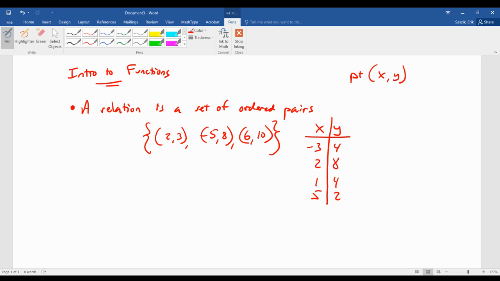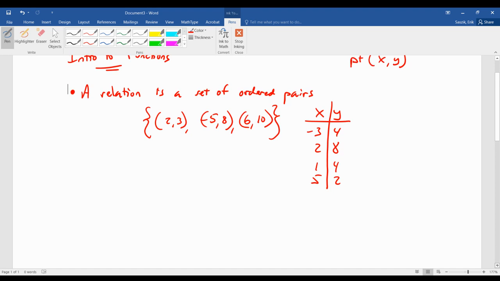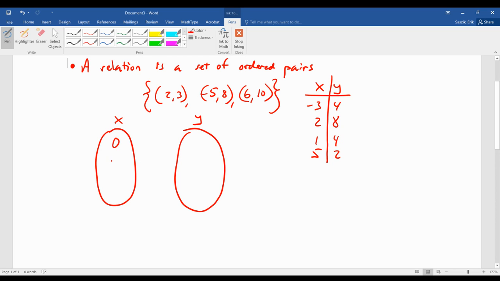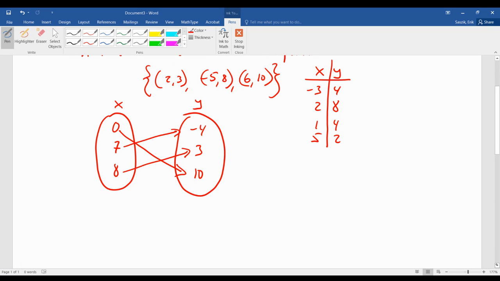Sometimes, and then the next thing, so you see set notation, you see table notation. Sometimes you will see what's called a mapping. And you could see something like this. 7 goes to 4, 0 goes to 10, 8. This is also a relation because it's a set of ordered pairs. You get 0 comma 10, 7 comma -4, 8 comma 3. All right. So it's just a bunch of ways you can express that. You can also express it with graphs.